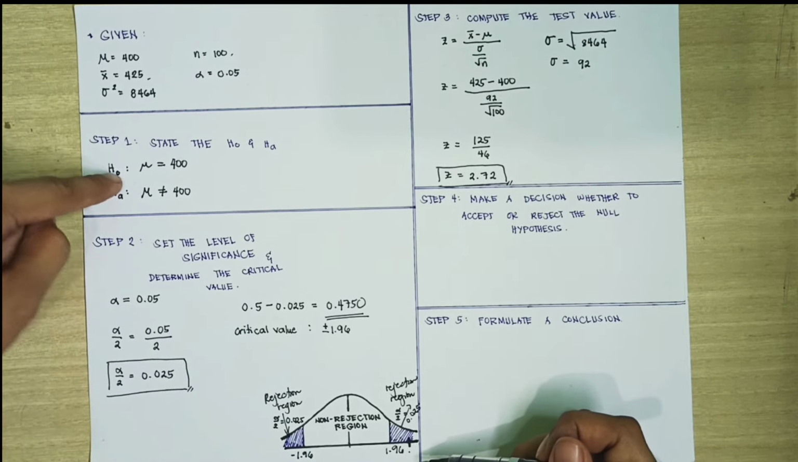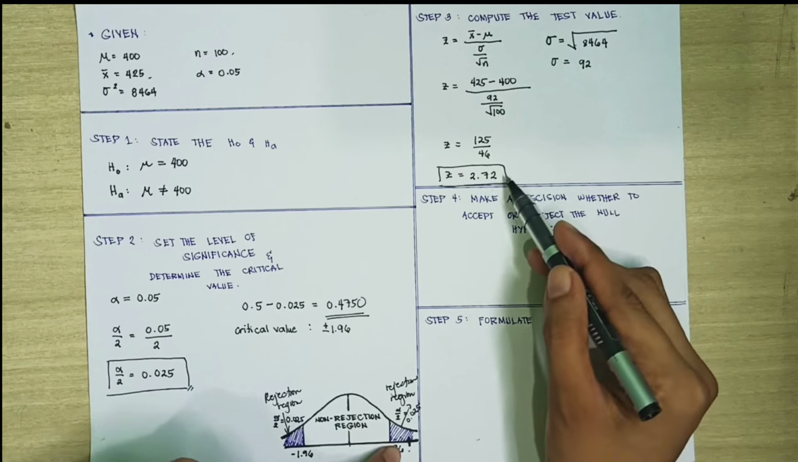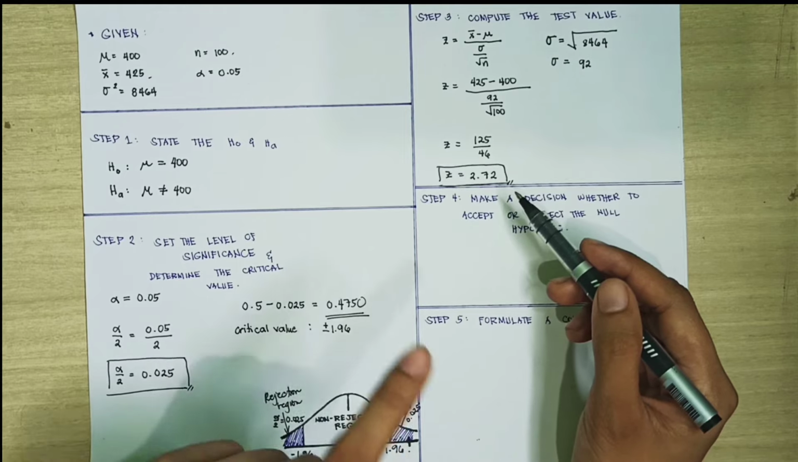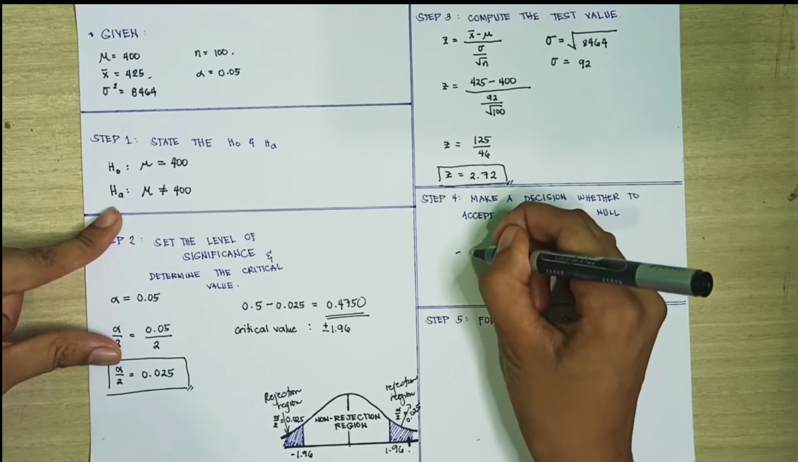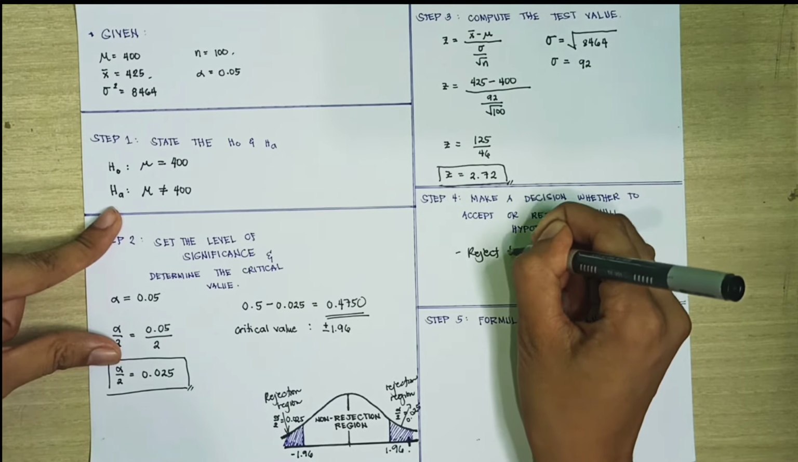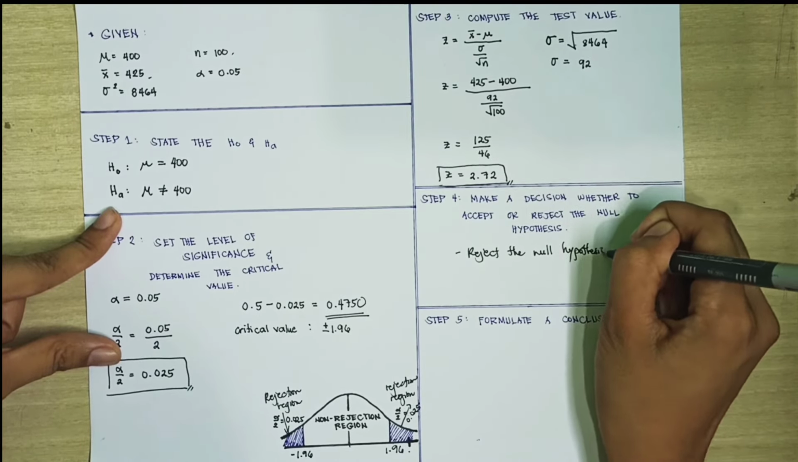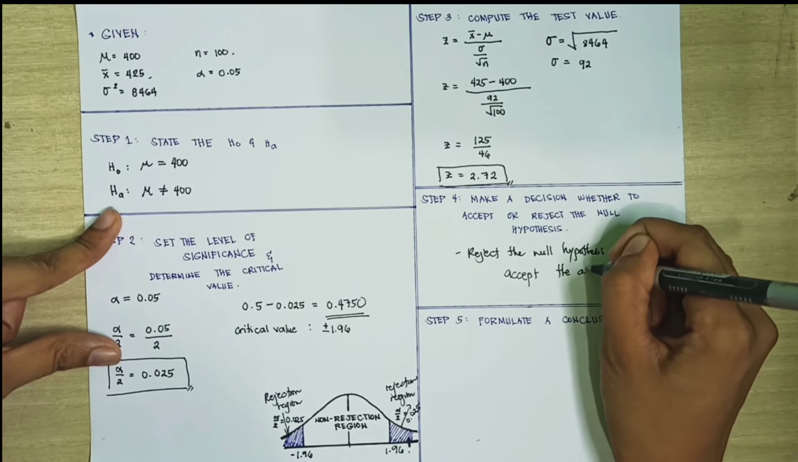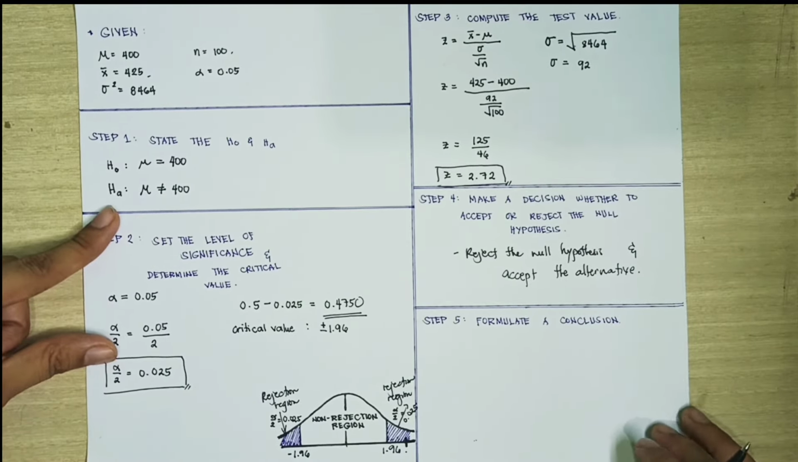Okay? Reject si null, accept si alternative. Okay? Again, since si 2.72 na ating test value ay nag-fall sa ating rejection region, ibig sabihin, we need to reject the null, accept the alternative. Okay, so again, reject the null, and accept the alternative.